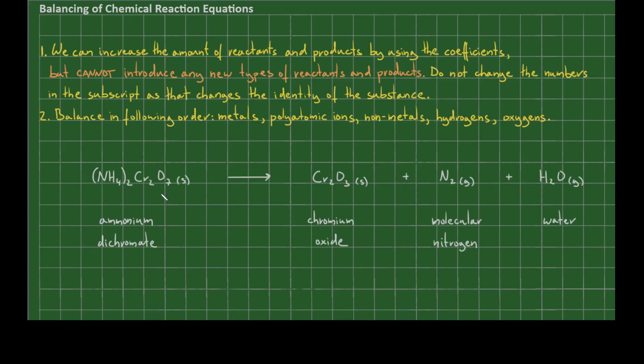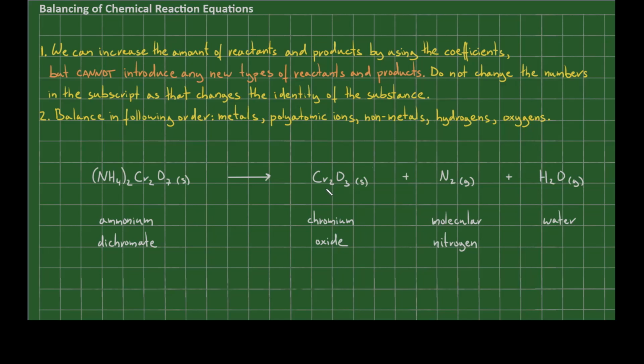This chemical reaction equation looks a bit scary. But even though we have not encountered these substances before, we can still balance the equation by following the guidelines. So I'm going to deal with the metals first. In this case, chromium. There are 2 chromium atoms on both sides, so they are already balanced. There are no common polyatomic ions, so I can skip to the non-metals. And yes, there are 3 non-metals, nitrogen, hydrogen and oxygen.